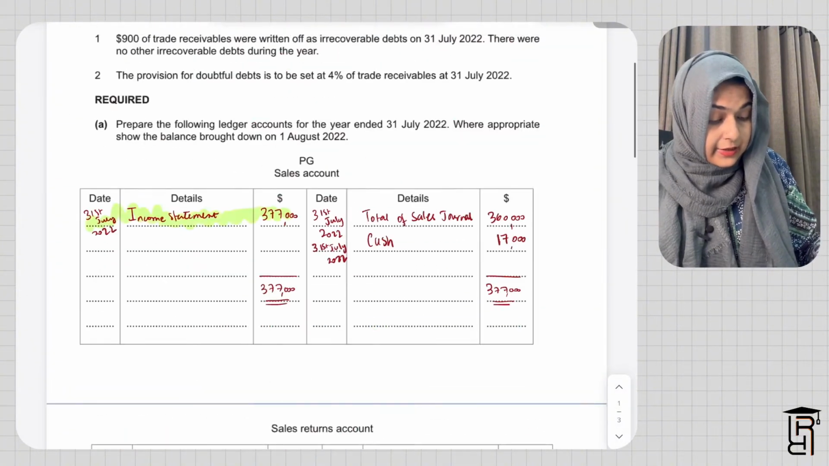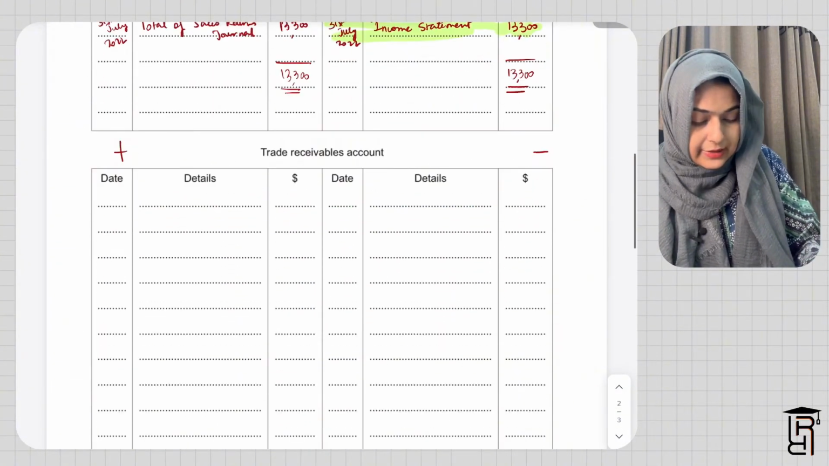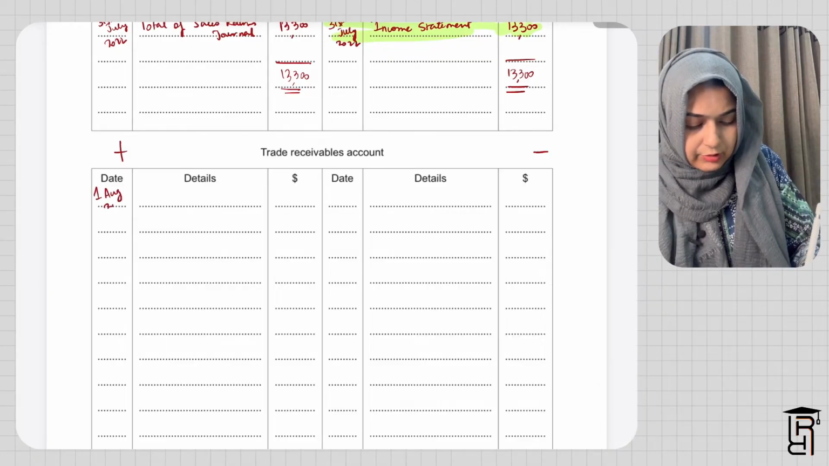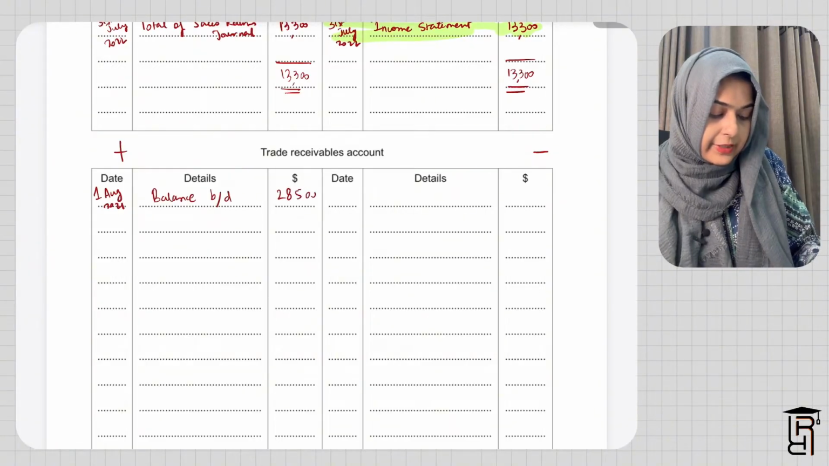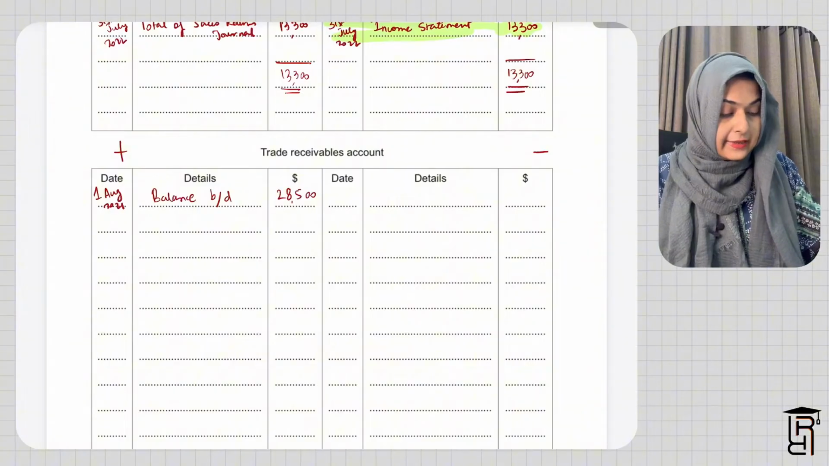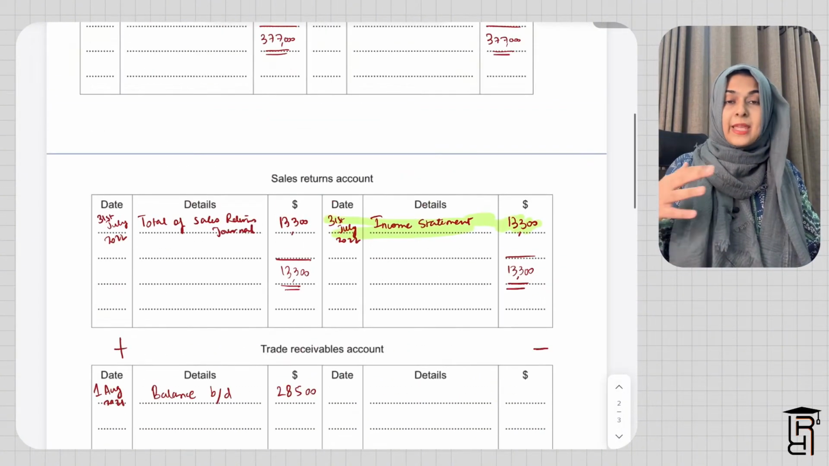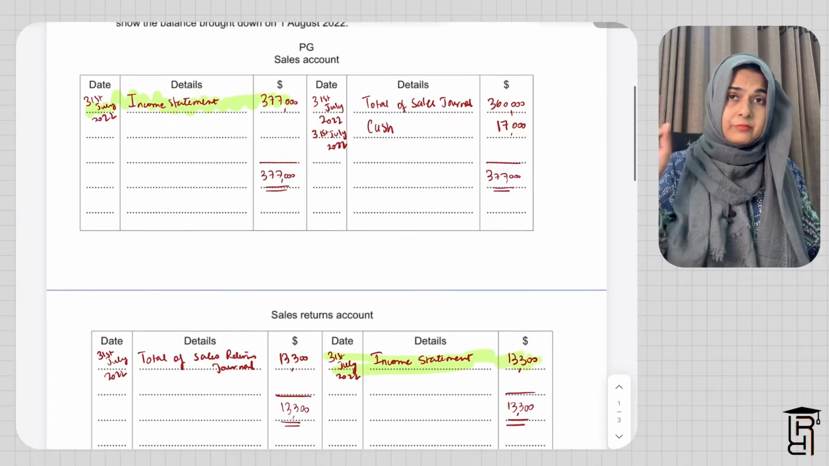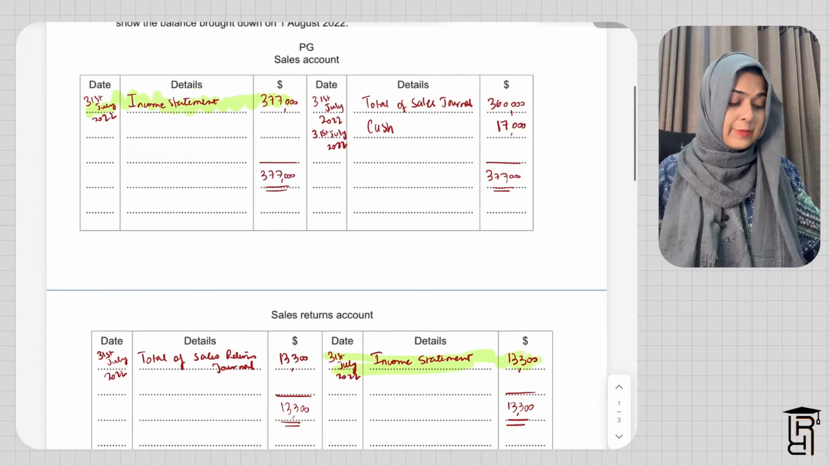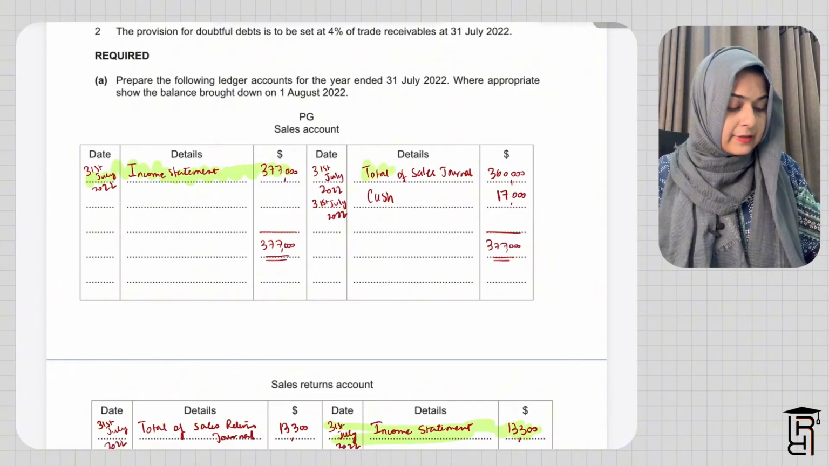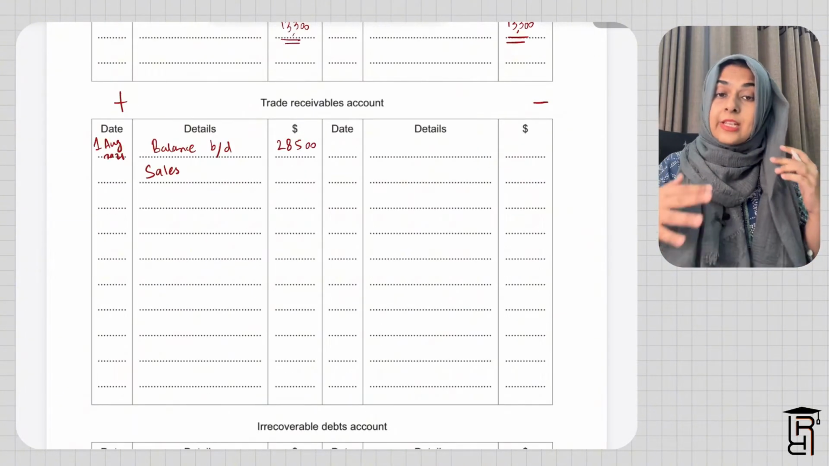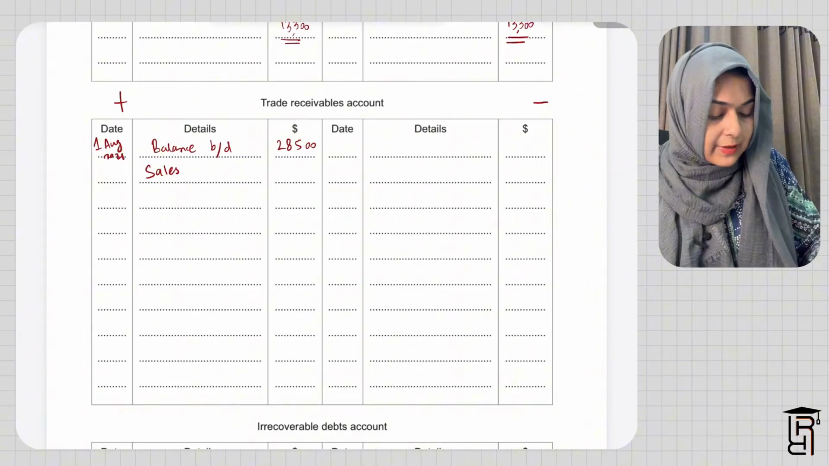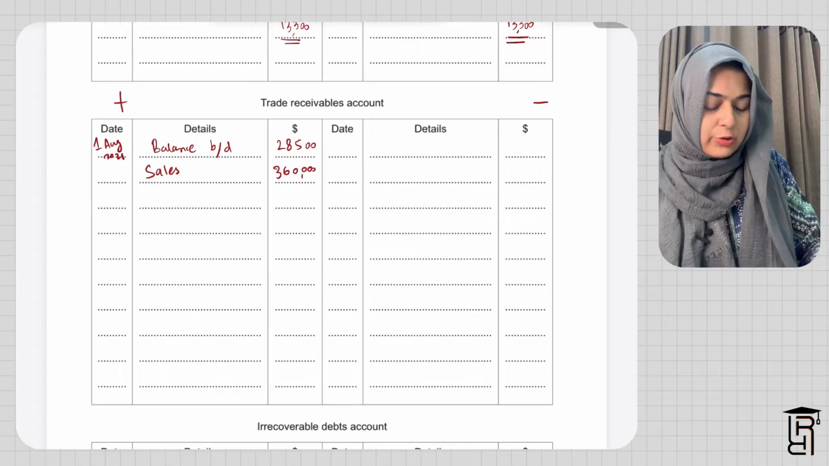So I'll write here 1st August 2021. I'll write here balance brought down. I'll write here 28,500. This is my balance brought down. And then I will record, okay, whenever we make credit sales, what happens is that trade receivable account has been debited, sales account has been credited. So if you look here, because of credit sales you have credited the sales account. Trade receivables against that must be debited, because credit sales actually increases trade receivables. So I'll record that on the debit side. I'll write here 360,000, which is my total credit sales.